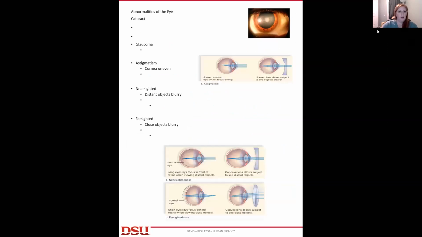Okay, abnormalities of the eye. This picture always weirds me out. I don't know why. I feel like there's other pictures that could be used. This one weirds me out. But what you're looking at is a cataract.